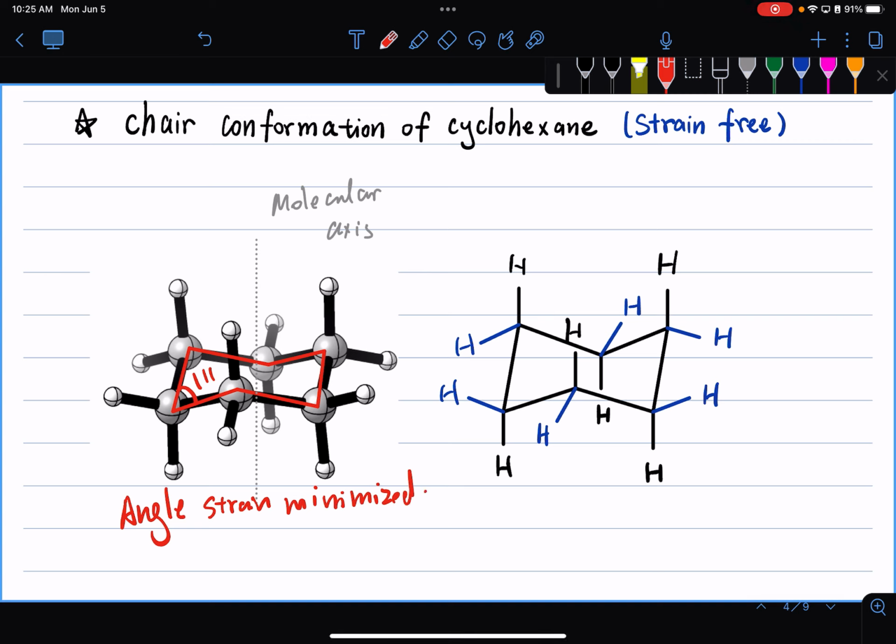And what about the torsional strain? In order to see the torsional strain, we can look at it from the side view. I don't know where the molecular kit is. If you happen to have it, flip it to the side view. Now let's look at the side view.